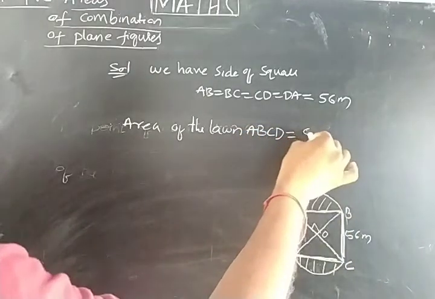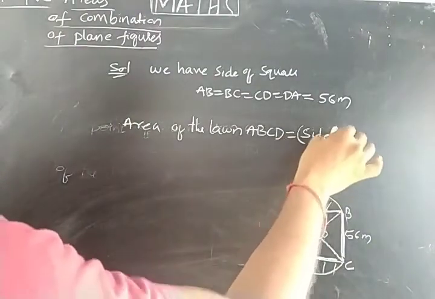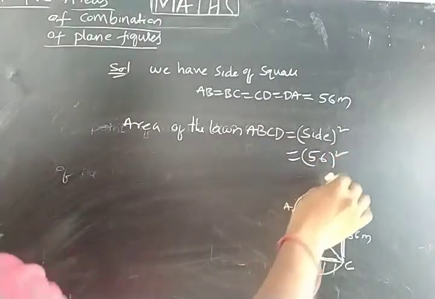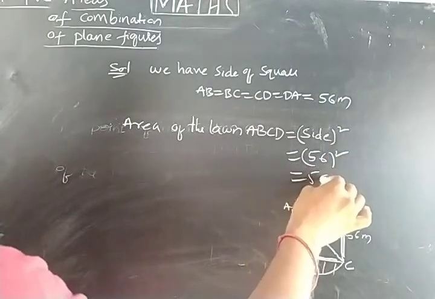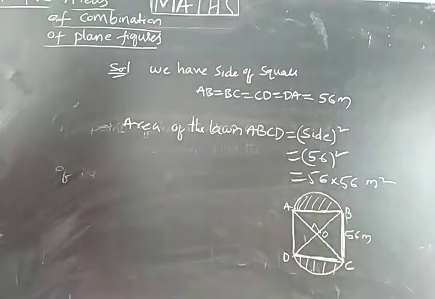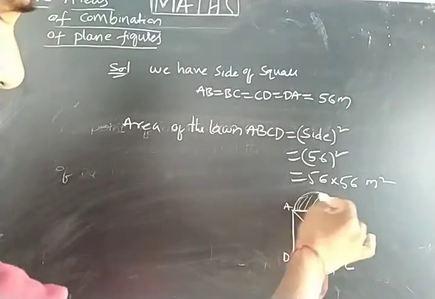What is the formula of area for a square? Side squared. Side length is 56. So 56 whole squared, right? 56 into 56 meter square. I got the area of the square. Now I will find the area of this flower bed, one flower bed.